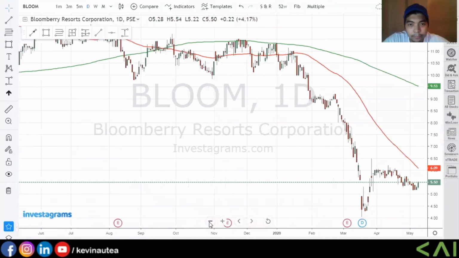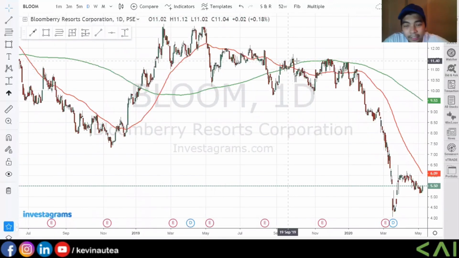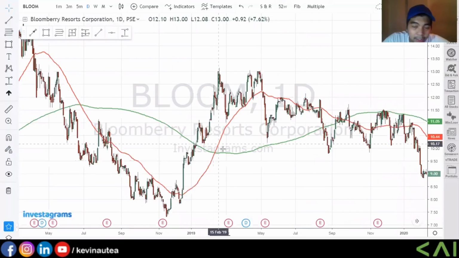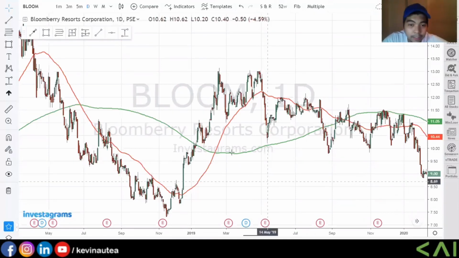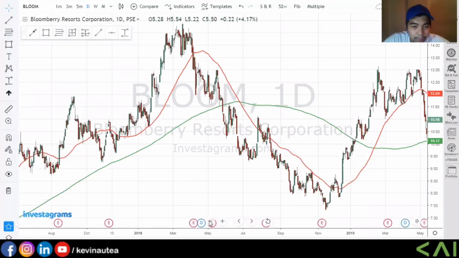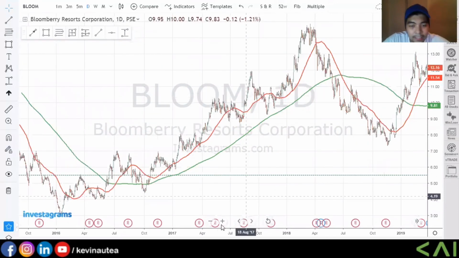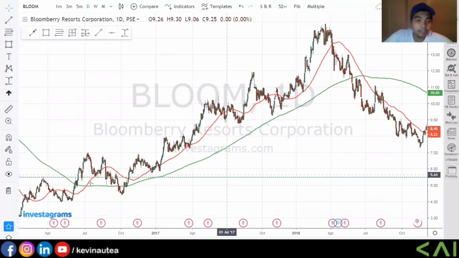For Nextbloom, as you can see here, you should have already sold some of your position at these levels. You cannot really determine if the stock is going up because it went sideways. Maybe you have bought a position here and sell somewhere at this area. Then let's zoom it out. Here, like Security Bank, it crosses at this level, but of course you will probably sell at this point because it has already crossed below the 200-day moving average.